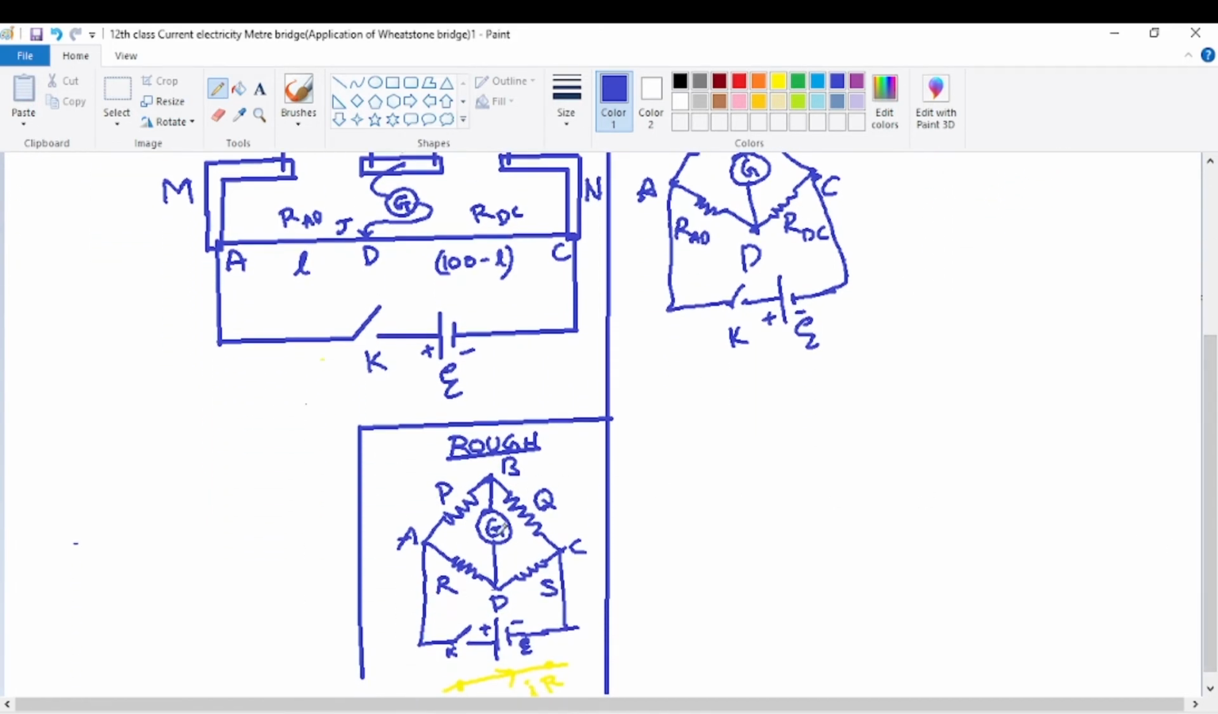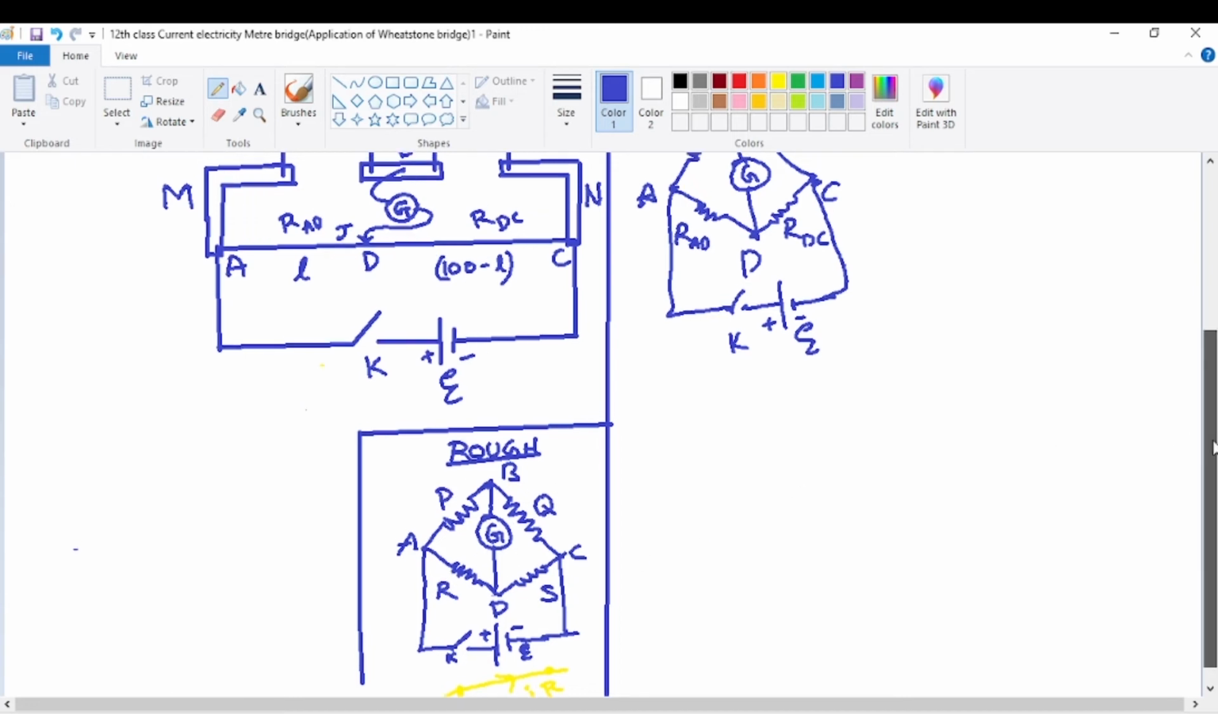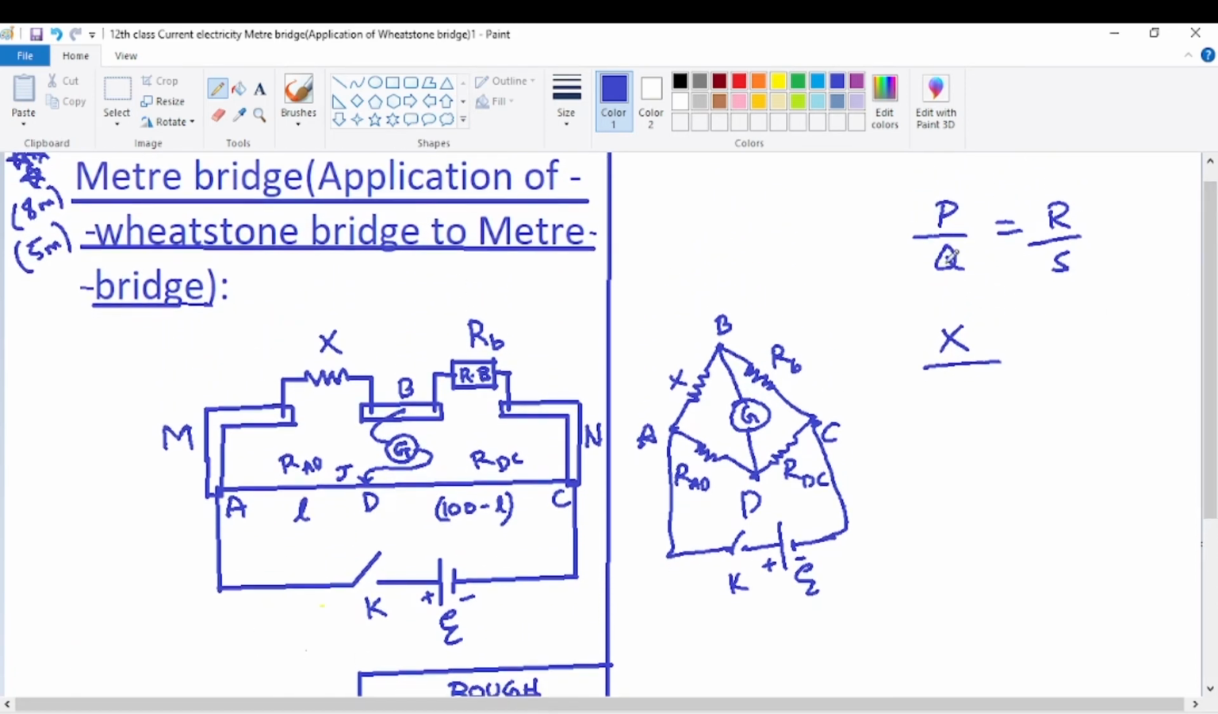Just check this again here. PQRS. Best way to remember: P and Q are what? Top left and right. R and S are what? Bottom left and right. So P by Q is equal to R by S. So top left by right is equal to bottom left by right. So P by Q is X by RB, very simple, is equal to bottom left by right. What is the bottom left resistance here? This is R and this is S.